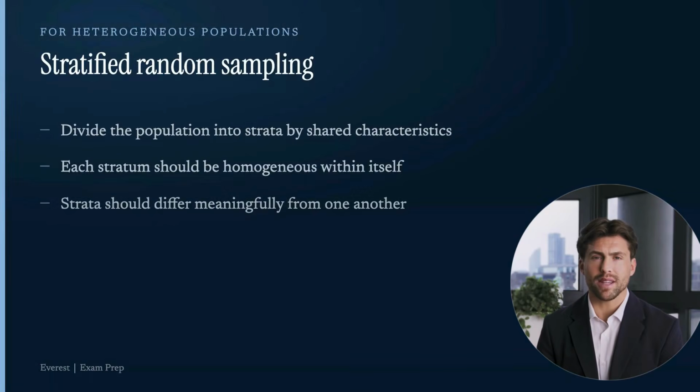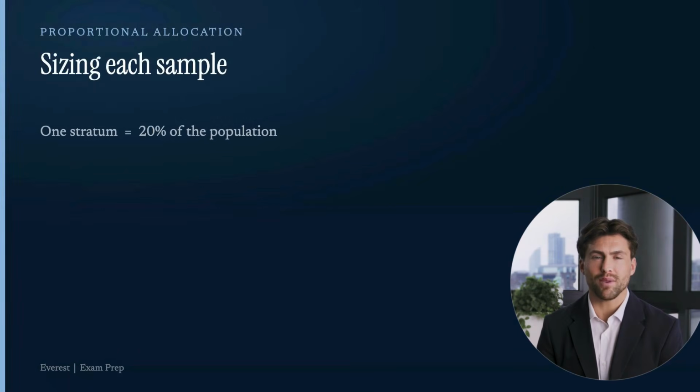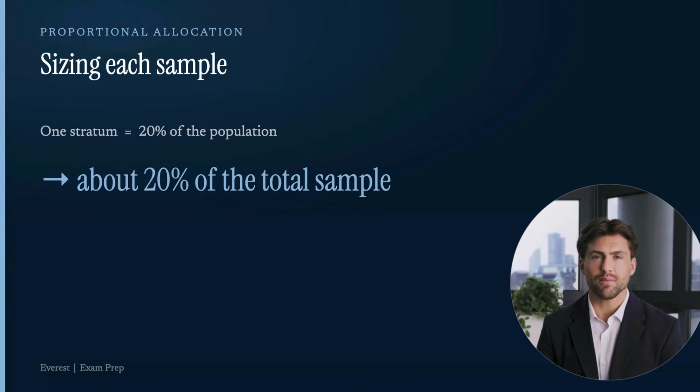Stratified random sampling is designed for populations that are heterogeneous, that is, populations whose members differ in important ways. Rather than treating the entire population as one uniform group, stratified sampling divides it into smaller subgroups, known as strata. Each stratum is based on one or more relevant characteristics, and its members should be relatively homogeneous within that subgroup. Ideally, the strata are similar within themselves, but meaningfully different from one another. After the strata have been defined, a simple random sample is selected from each one.